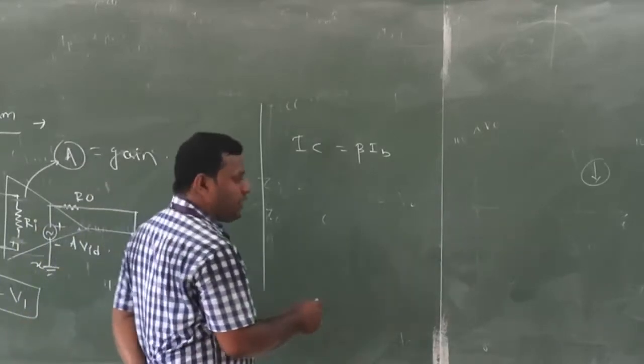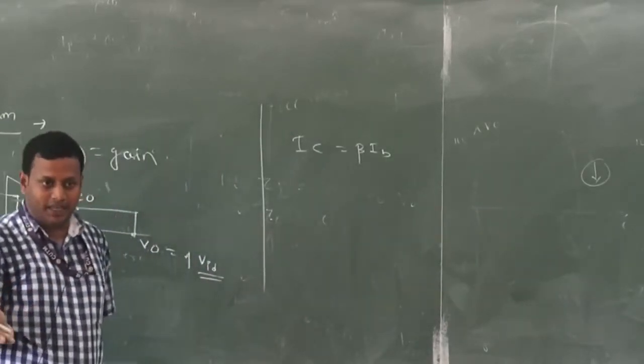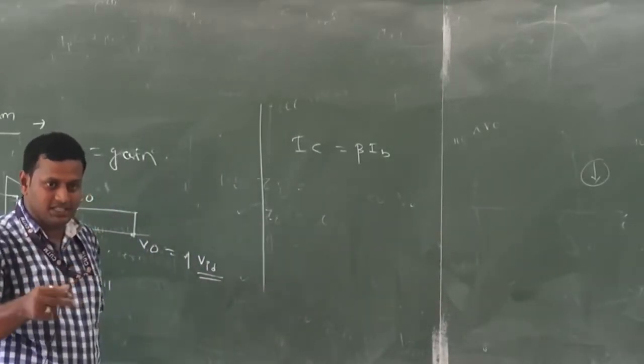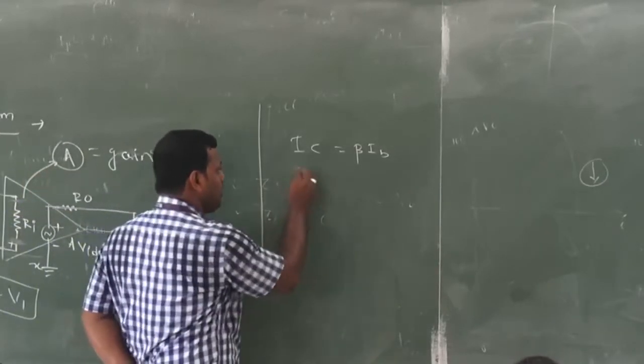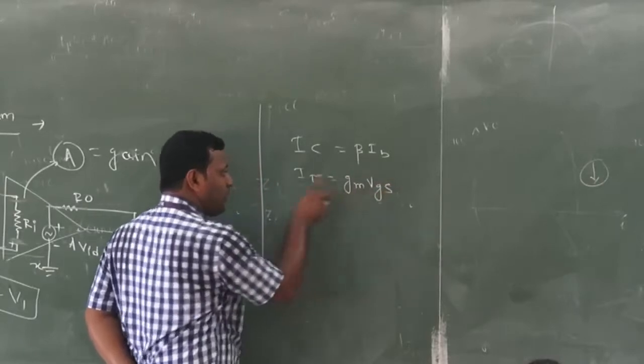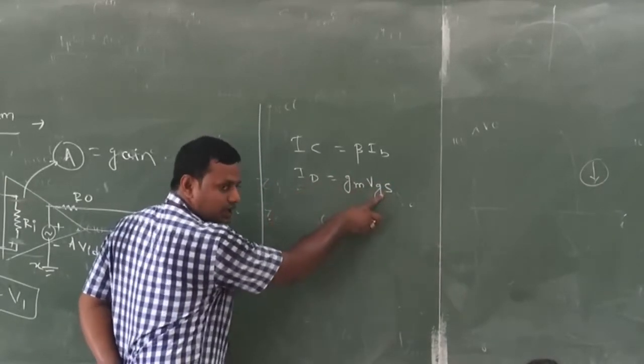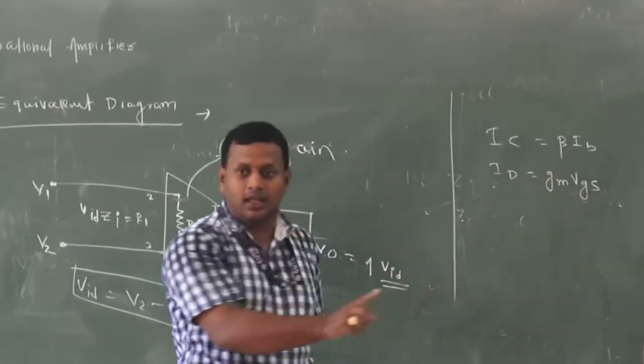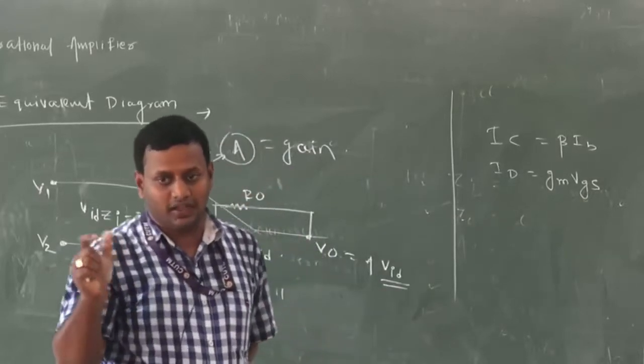In case of your JFET, it was gm VGS, right? ID is equal to gm VGS. So my output current is controlled by the input voltage. That's why it is a voltage controlled current device.